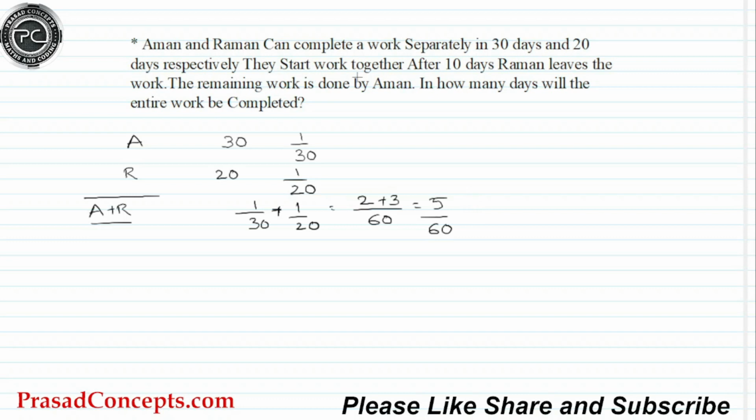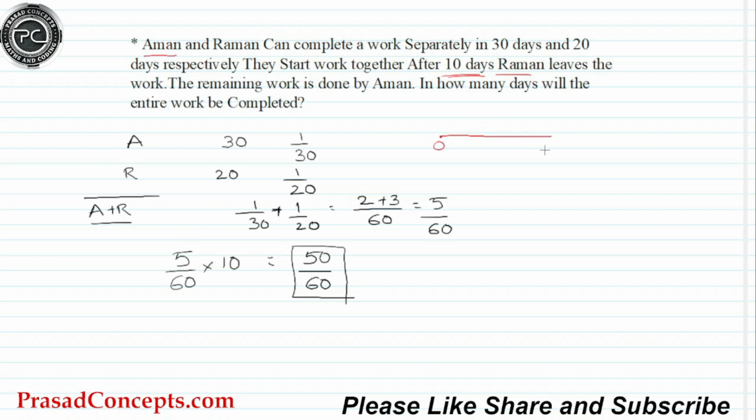So they start work together, and Raman left after 10 days. That means they have worked for 10 days. In 1 day they can complete 5/60th part of the work. So in 10 days, 5/60 into 10, they can complete 50/60th part of the work. They have completed 50/60th part of the work, and Raman left after 10 days. Now only Aman has to work after the 10th day.